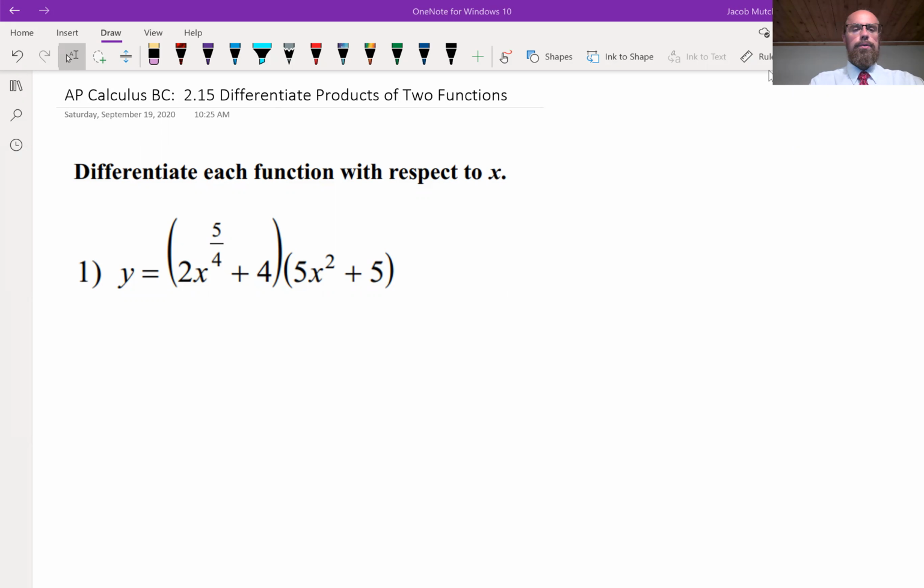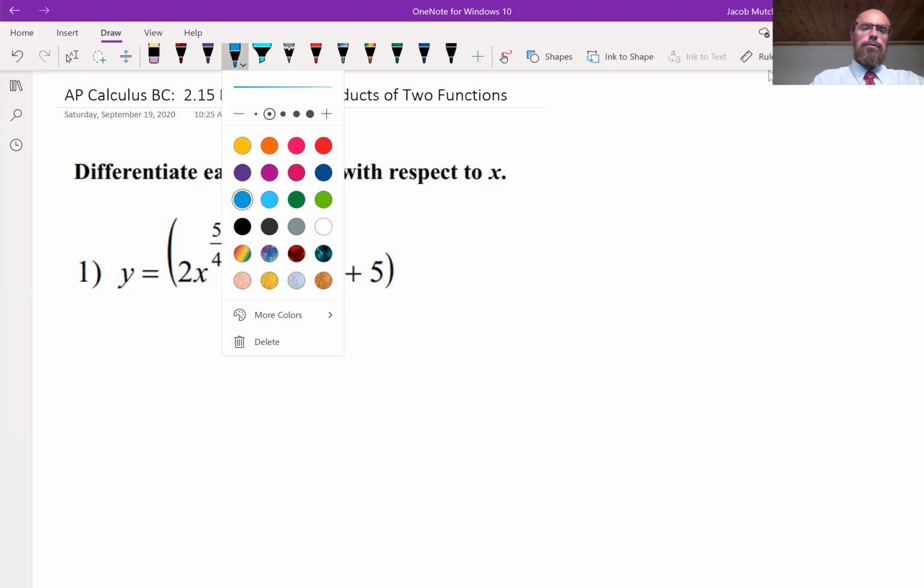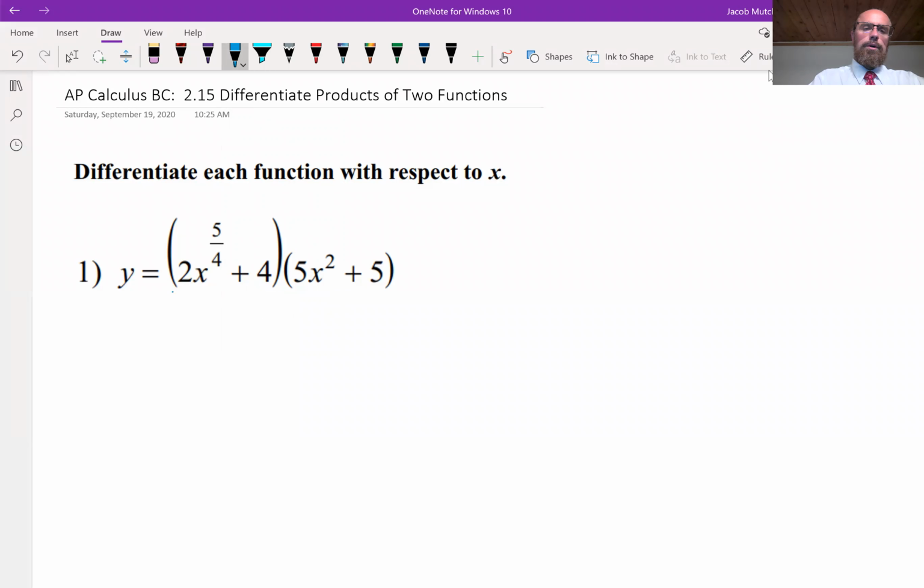It's y equals quantity 2x to the power of 5/4 plus 4 times second quantity 5x squared plus 5. So I can definitely see that this is a product of two different functions. The first one there in the parentheses, 2x to the power of 5/4 plus 4, we'll designate that as f of x. Our second function is the 5x squared plus 5, and that we will designate g of x.